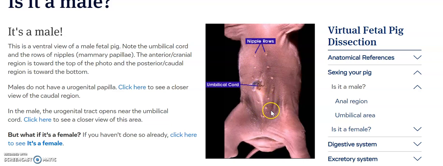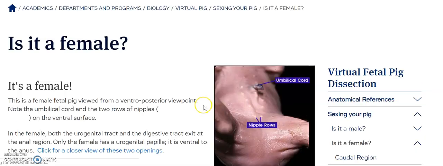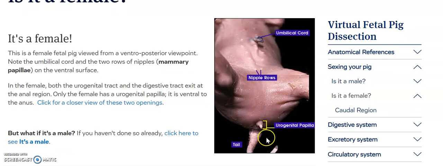Now for the male, where they pee and all that kind of stuff is all right here at the umbilical cord. Because the umbilical cord is cut, it's kind of difficult to see. But the main thing to notice for the difference between males and females is if you look at the male, everything is pretty much all right here. But then you look at the female and you can see, by its butt, the caudal region, near the anus, we have something called the urogenital papilla, okay?